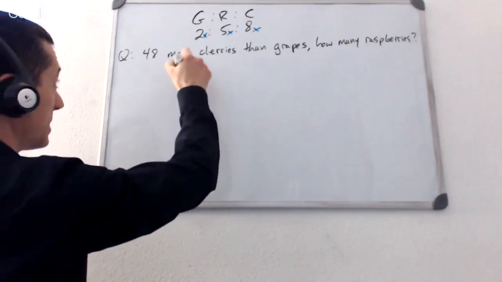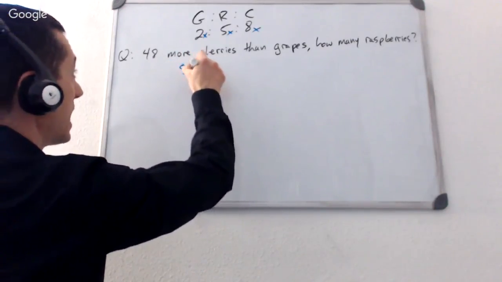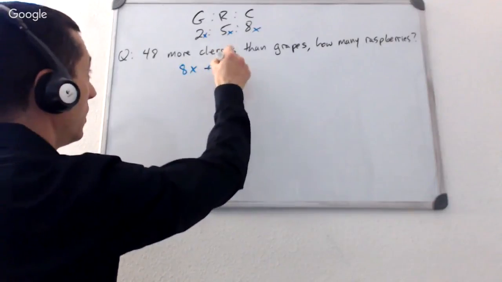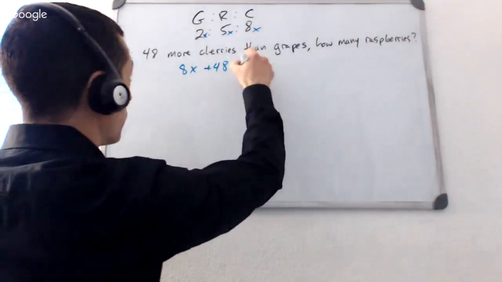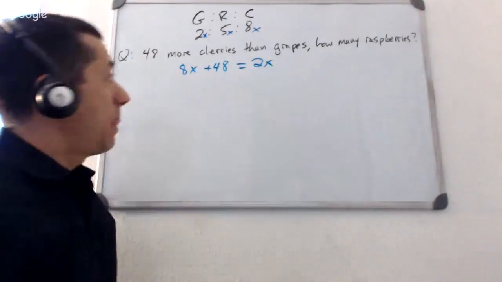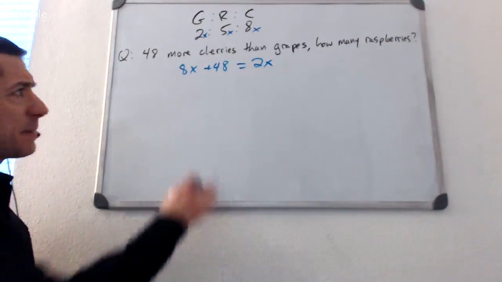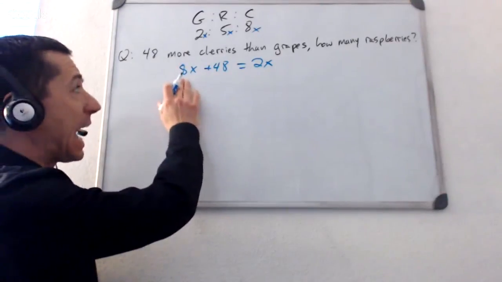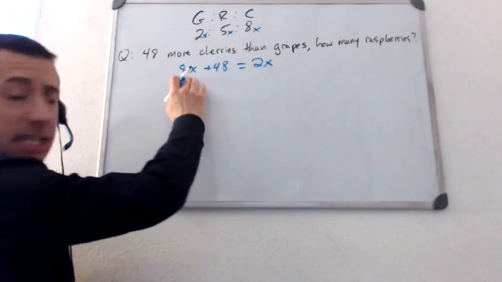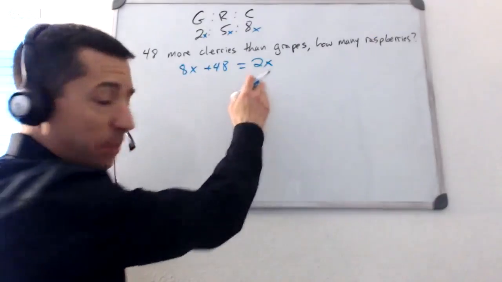Okay, so here's another mistake I tend to see. Cherries are 8x. 48 more than 8x will give me the number of grapes. And this is the other mistake I see all the time. What's the problem here? Well, it doesn't make any logical sense. You got the big guy, so there's more cherries here, right? You got the big one, you add something to it, you get the small one.